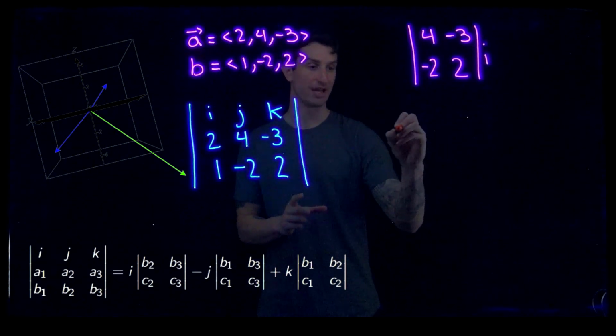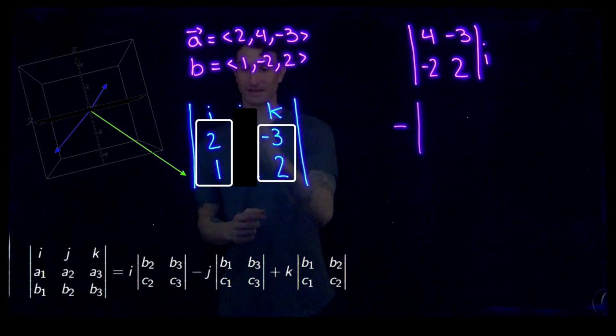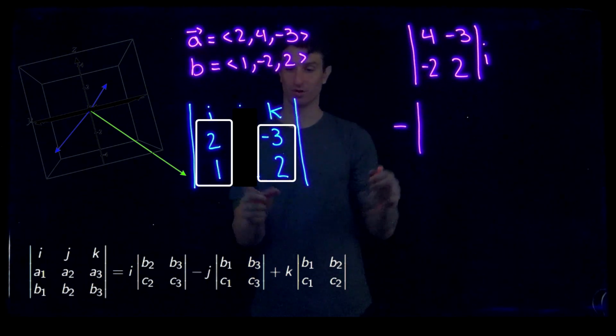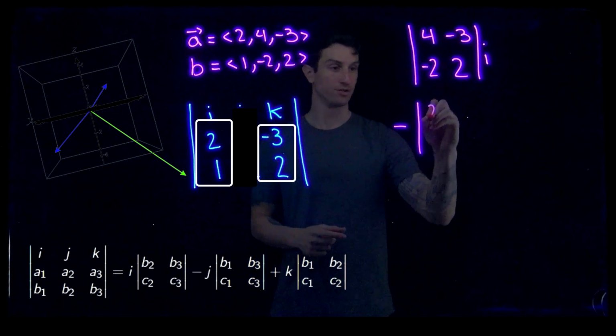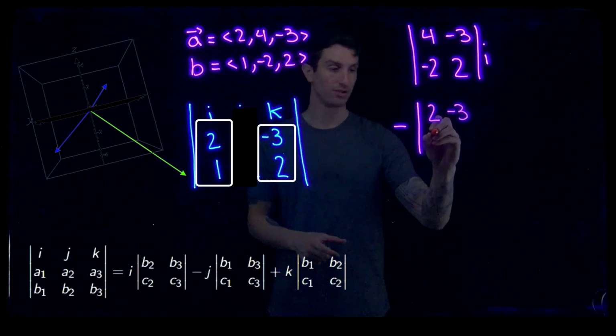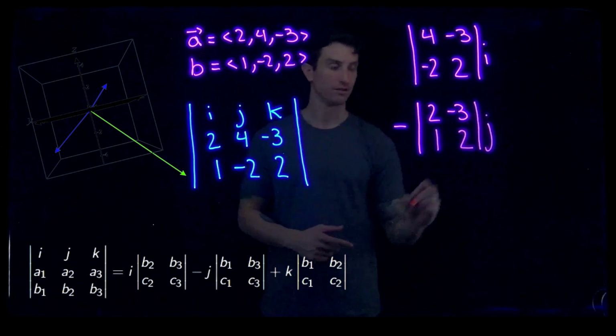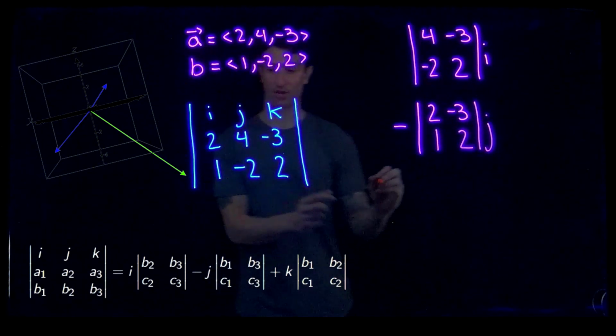So we have a negative J, right? So negative J, I'm blocking out the second column. I have 2, negative 3, and I have 1, 2. And this is J. And then I have K, so I'm blocking out the third column.